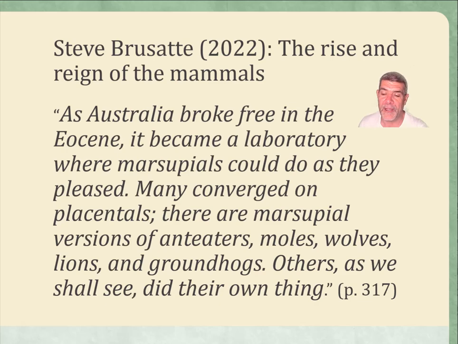Partway through, well into the book actually, on page 317, Brissat writes, "As Australia broke free in the Eocene, it became a laboratory where marsupials could do as they pleased. Many converged on placentals. There are marsupial versions of anteaters, moles, wolves, lions and groundhogs. Others, as we shall see, did their own thing, and certainly some of the marsupials became very specialised for the environments that they found themselves in."